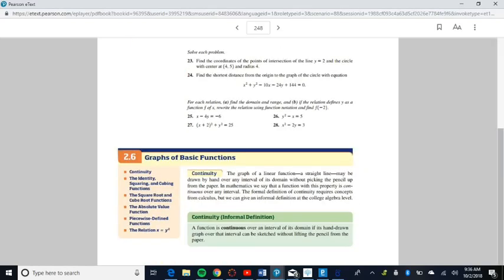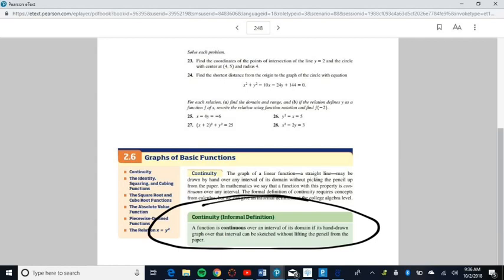All right, so here's where chapter 2.6 begins, with graphs of basic functions. And the first thing I was talking about was continuity. A function is continuous over an interval if you can draw it without having to lift the pencil from the page. Okay? All right. So we've seen that definition and we've given it to you. What we're going to do now is look at some different kinds of functions so that you can then do your homework.